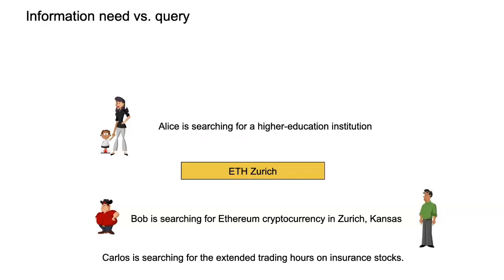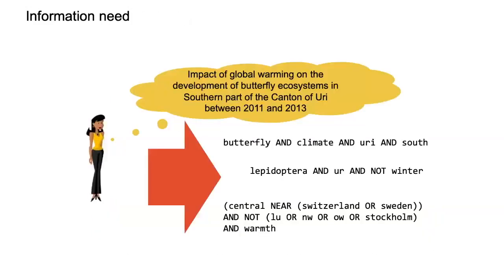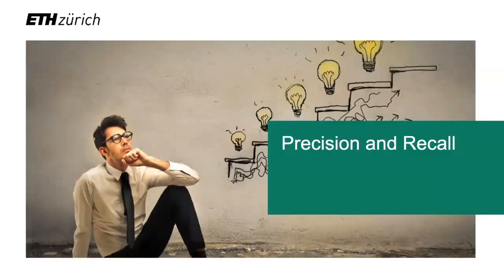So this is why what you want to look at in the end is the information need. It's what the person was actually looking for, whatever the query was. And conversely, based on the information need, I think it's an example I already gave you, Alice might be writing a PhD on the impact of global warming on butterfly ecosystems in the southern part of Uri in these years. And there are many queries that Alice could actually be typing in a system. So just to make clear that a query is not the information need. There is a link, but this is not the same thing.